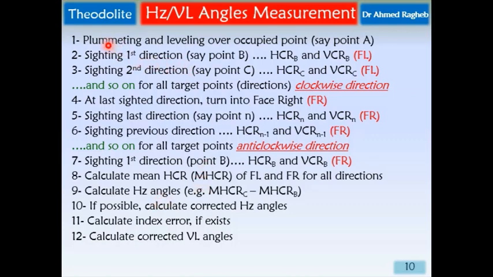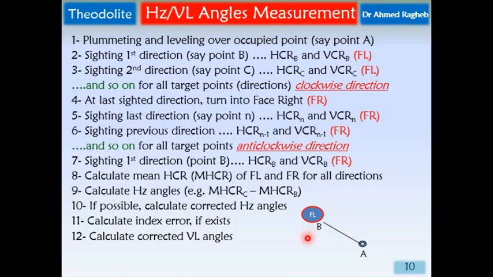First, you finalize the plumbing and the leveling, or the plumbing and the horizontality, over a certain point A. Target towards point B, say in face left, and take whatever available reading that you have. So you'll measure the HCR and VCR at point B, and they are easily displayed on the screen in the case of the digital theodolite.